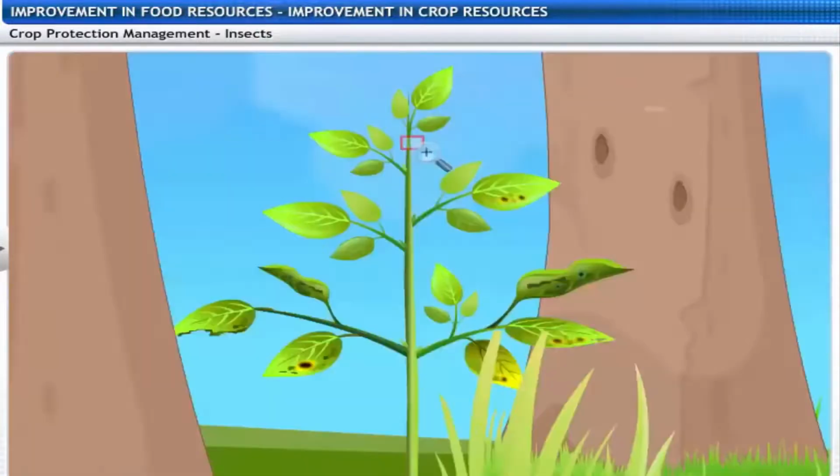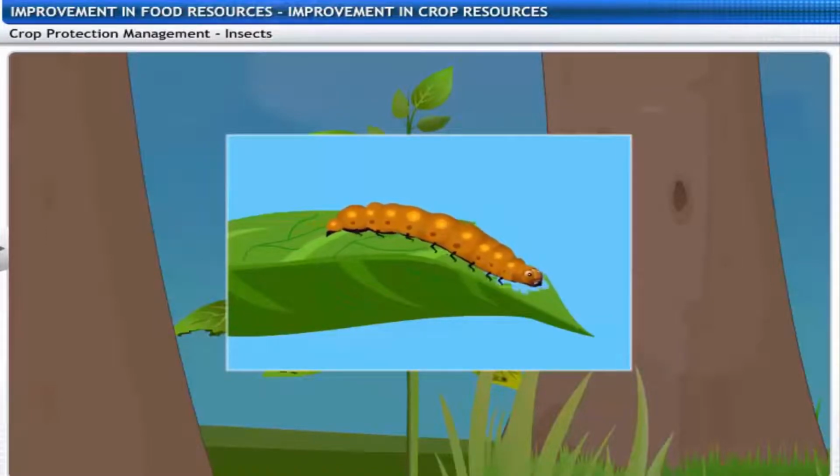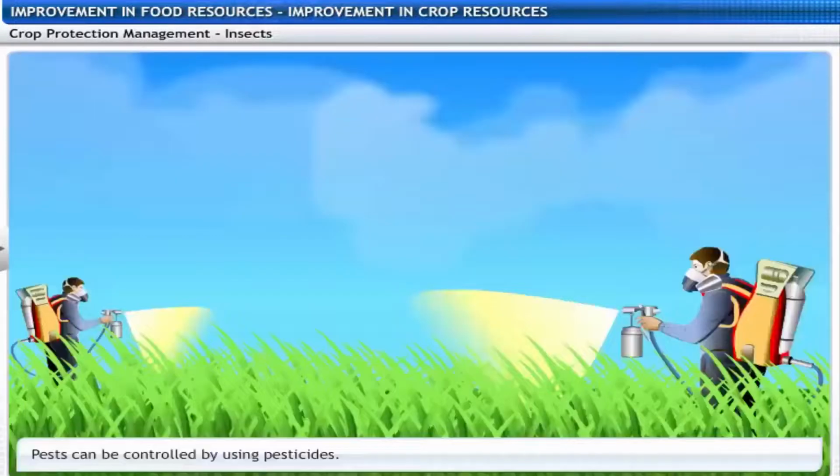These insects are called pests. They damage the crops. Generally, pests attack plants and reduce their yield. They cut the root, stem, and leaves, suck the cell sap, and bore into the stem and fruits. Pests can be controlled by using pesticides.